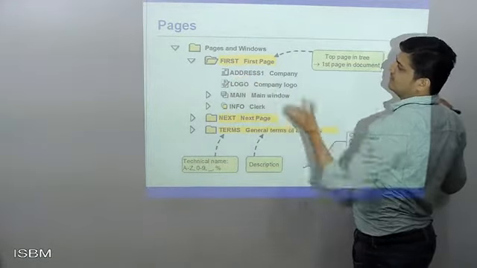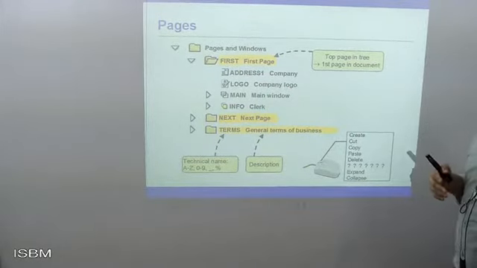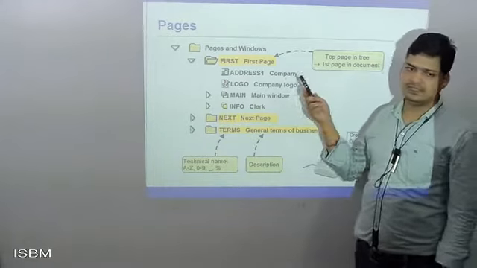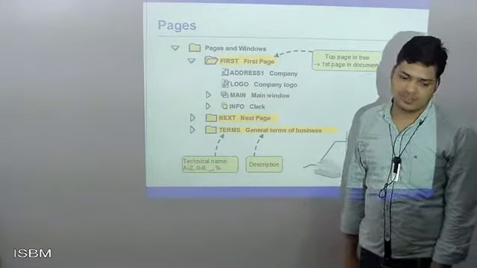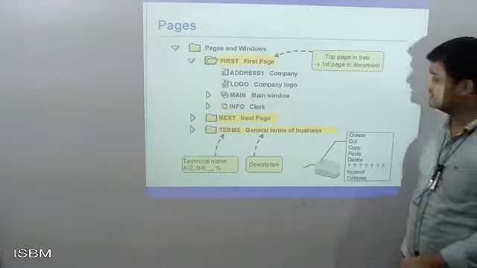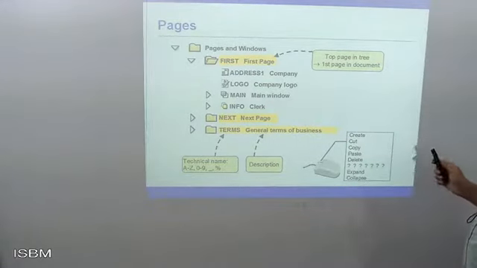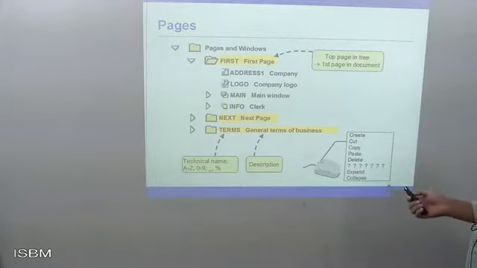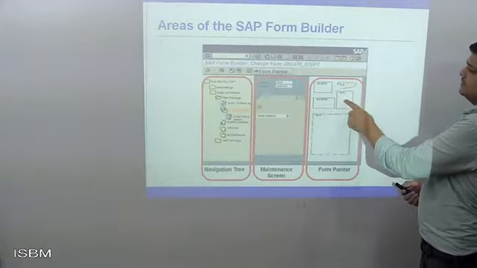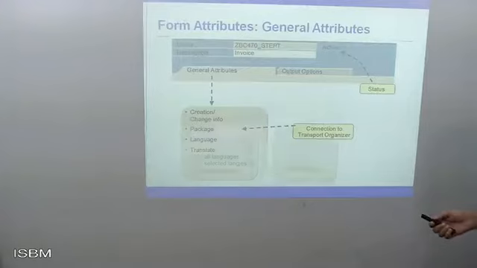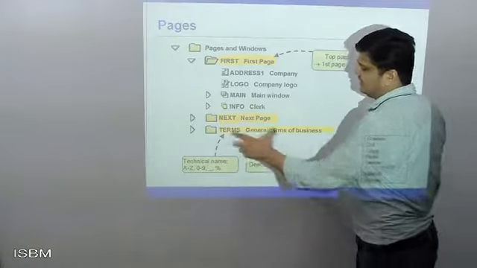So we have address one of the company. Then we have a logo window in which we are putting our logo. We have address one for address. We have a main window in which we are giving our description of the material and all. Then we have an info clerk. In the info clerk, we are giving the information about the material. This is the info window where we are giving you information about your material and all, whatever information you want to give. Then we have a next page.